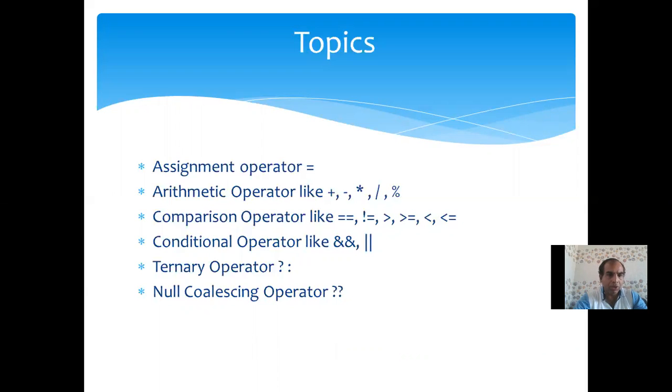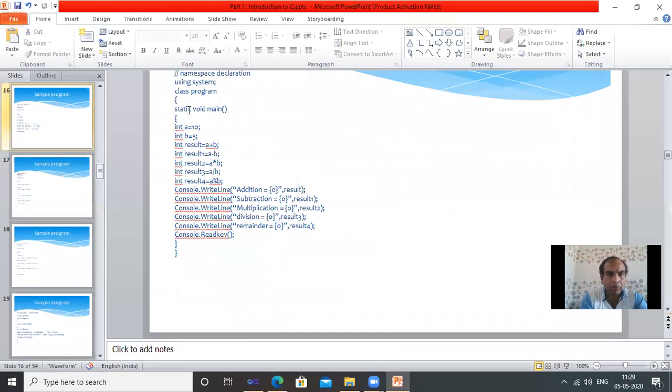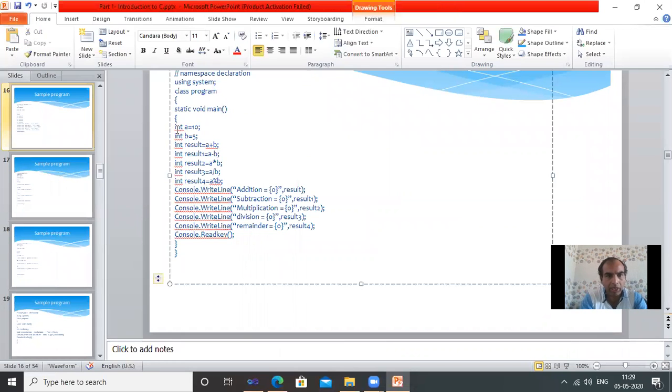Or the value is true. Ternary operator is a conditional operator. Again, if age is greater than 18, we can say you can vote, otherwise you cannot vote. Just like that, an if-else statement you can write using the ternary operator. And the null coalescing operator is explained afterwards. First, see that program: here we are just assigning two values and giving the result of addition, subtraction, multiplication, division, and modulus, and see that output over there.